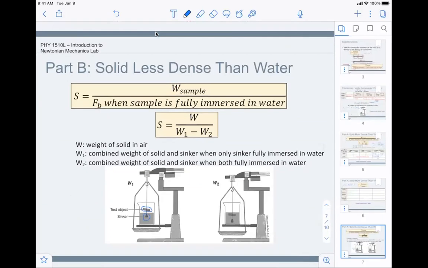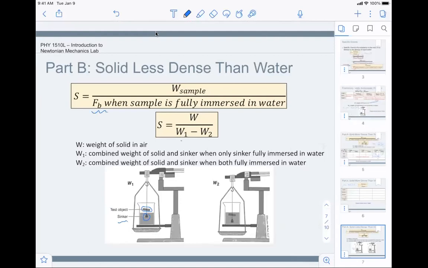Because the object is less dense than water, you cannot make it fully immersed unless you have something to drag it down, right? In order to get the actual accurate buoyant force on the object, you need it to be fully immersed. So the sinker is simply there to make the object go down into the water. But the weight you're measuring should not be dependent on the sinker. So you can see that for part B, very interesting.